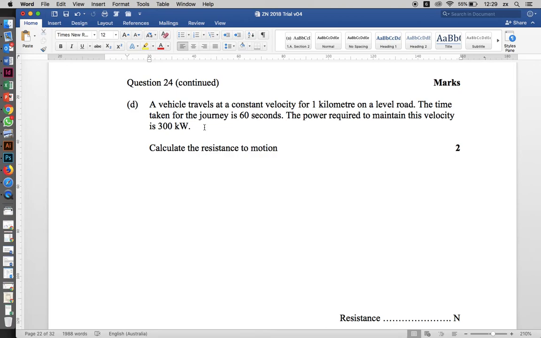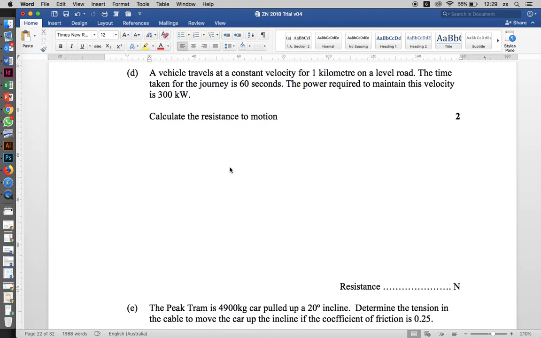The power required to maintain this velocity is 300 kilowatts. We'll calculate the resistance to motion. So the formula for power is power equals FV, force times velocity. The velocity is 1 kilometer divided by 60 seconds, so 1,000 divided by 60, because we're using SI units. We want to find F. F equals P divided by V.